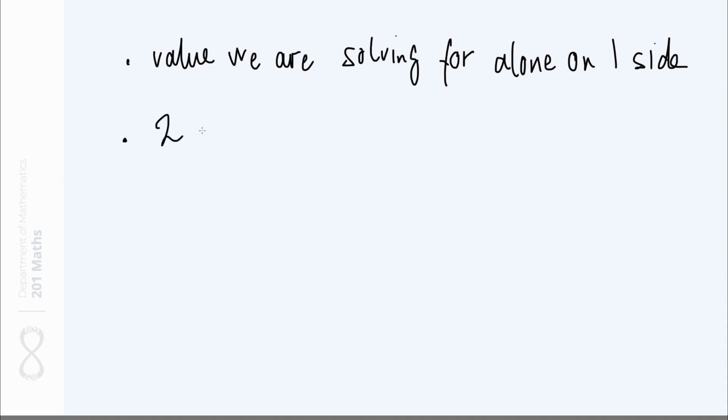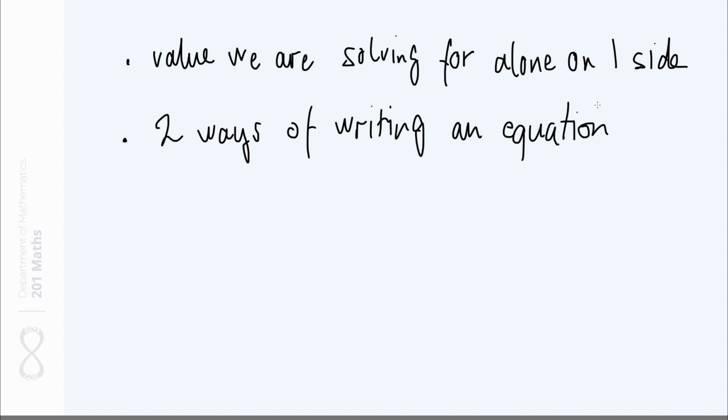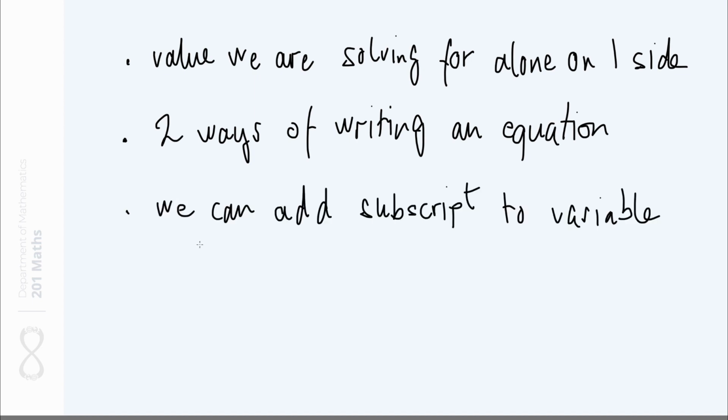So we have 2 ways of writing an equation, depending on which of the variables we are solving for. And the third takeaway is that for a given equation, if we want to differentiate between 2 instantiations, 2 cases of the same equation, we can add a subscript. This is just to identify the case to which we are applying the equation.